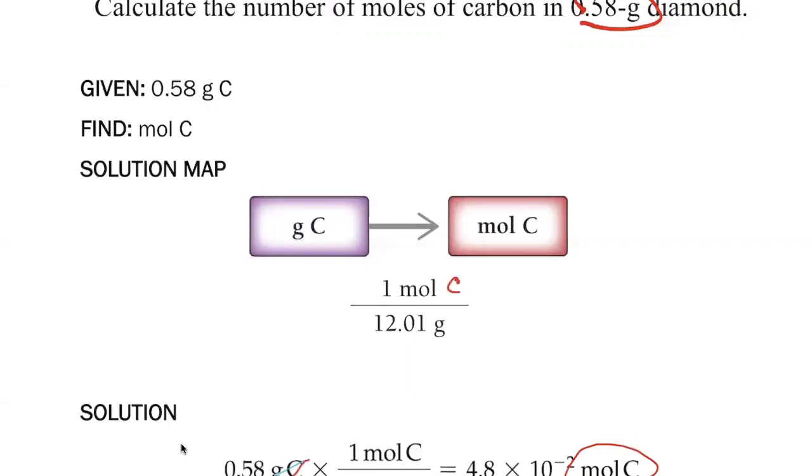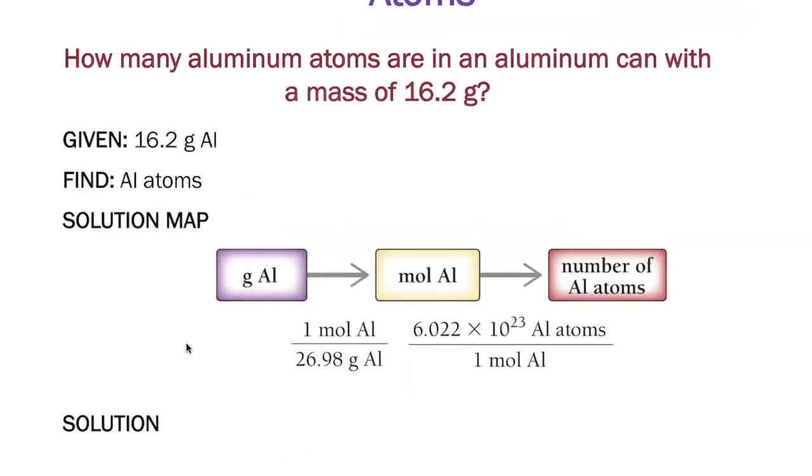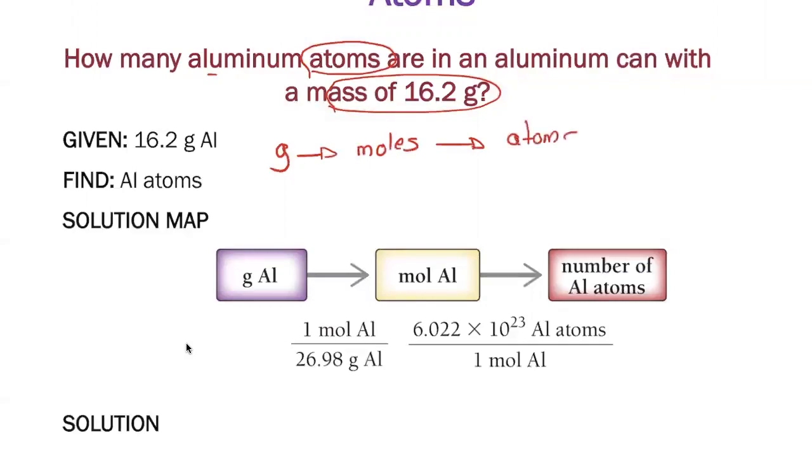We're going to do some practice problems, so don't worry. This one is a little bit more tricky. They want atoms, but they're giving you grams. So your plan is to go from grams. There's no direct relationship. So you're going to go from grams to moles, moles to atoms. And here you go. You have grams, moles, cancel moles, to atoms.